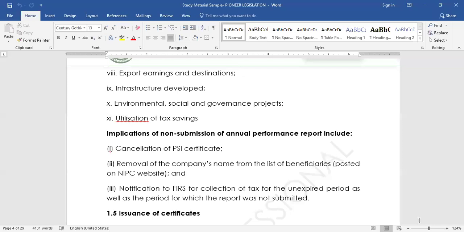Another one, notification of FIRS to collect tax. When you fail to submit annual performance report during the pioneer period, NIPC will write a letter to FIRS to collect tax from the profit that this company makes. We have revoked our certificate. We have cancelled the certificate given to them. These are the implications for non-submission of annual performance reports.